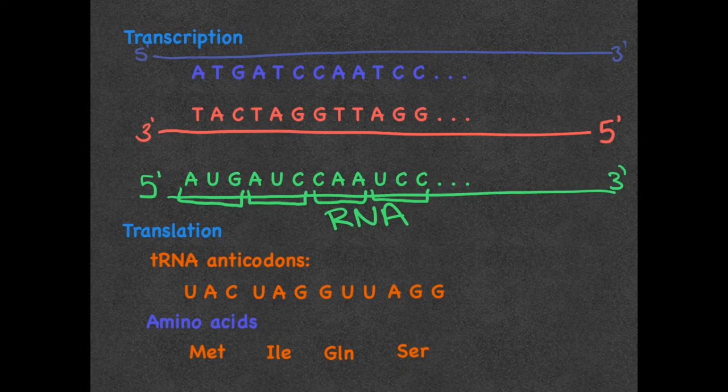This concludes our example. It's a small example, but hopefully it gives you the idea of how we go from DNA to mRNA, and then how we find the tRNA anticodons, and then finally how those amino acids are found using that mRNA codon chart.